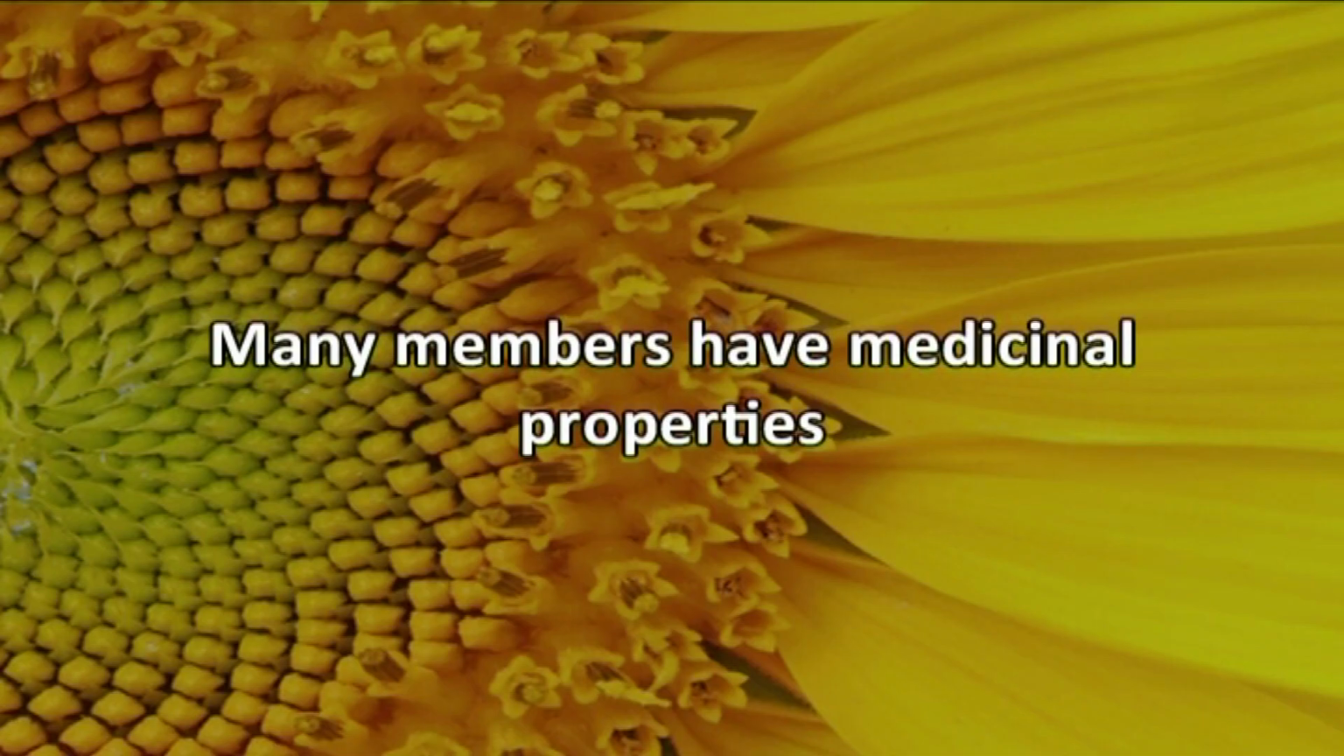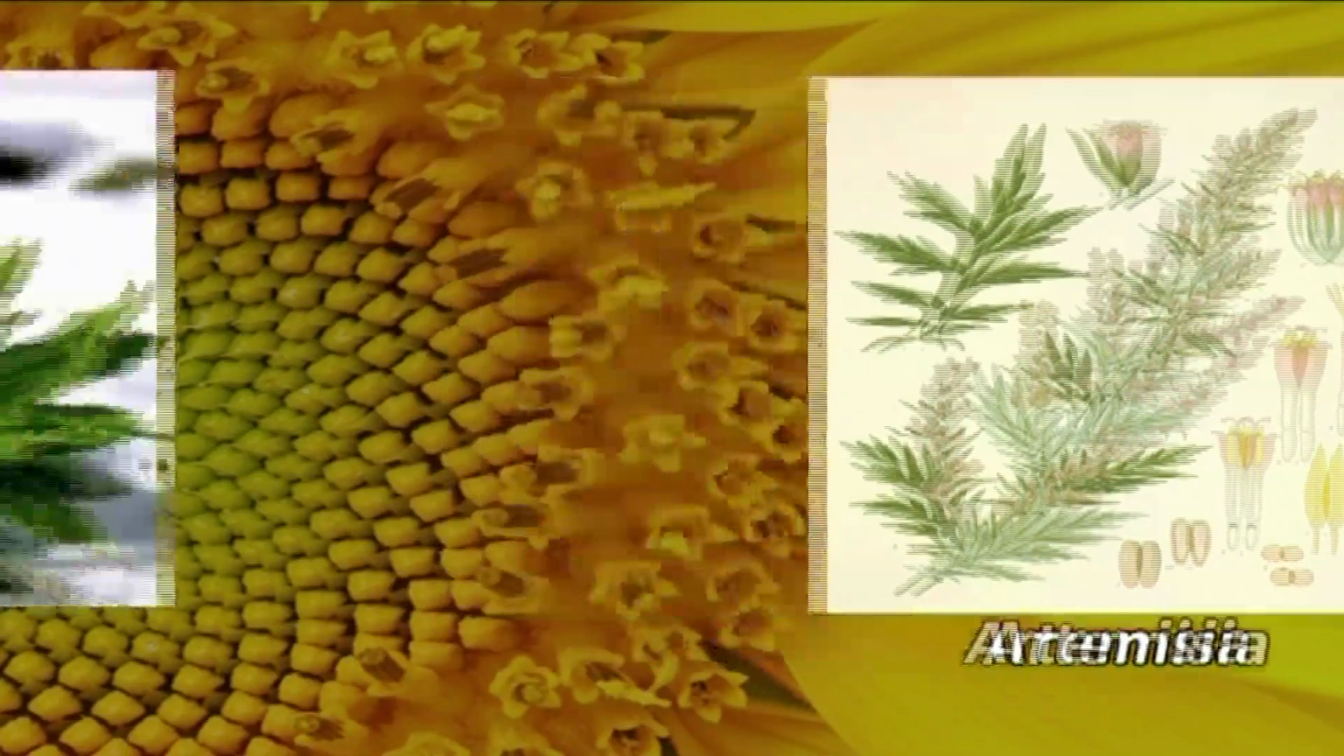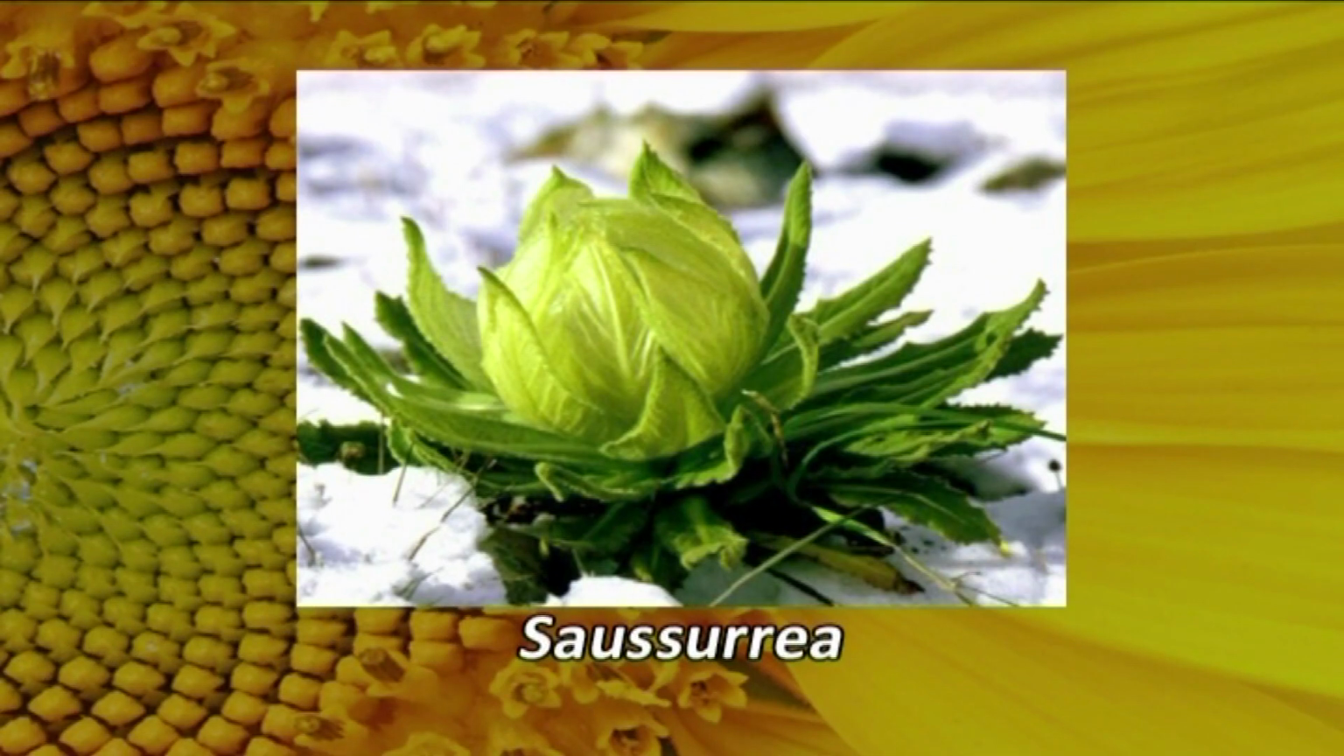Many members of this family have medicinal properties such as Artemisia. Many species of this genus Artemisia are used worldwide for their medicinal properties. Or we have Saussurea, that is mostly confined to the Himalayan region. Many species of this genus Saussurea are of huge medicinal importance.